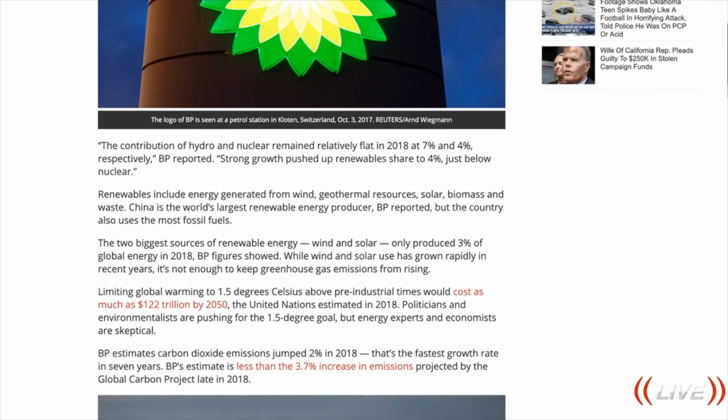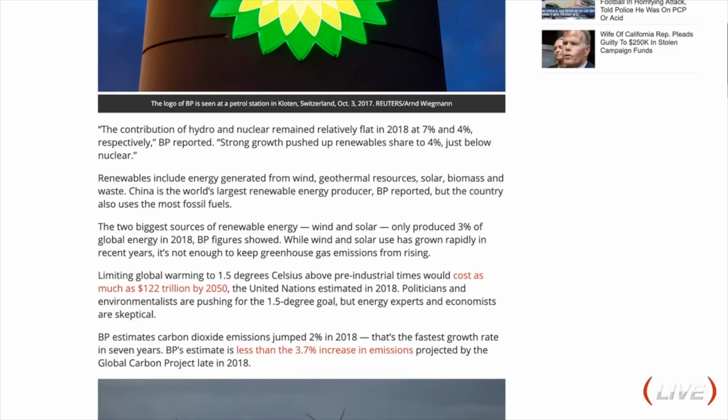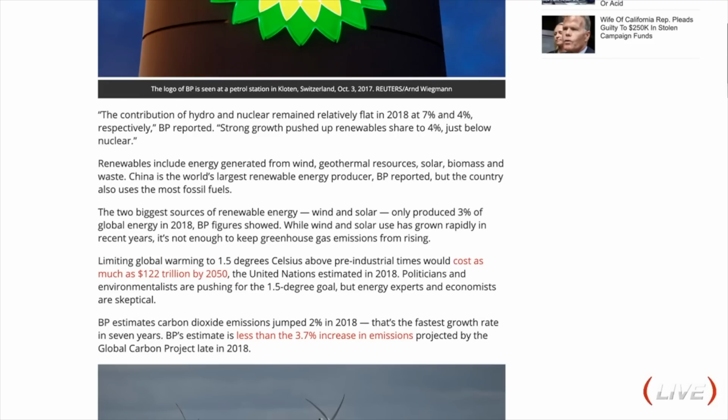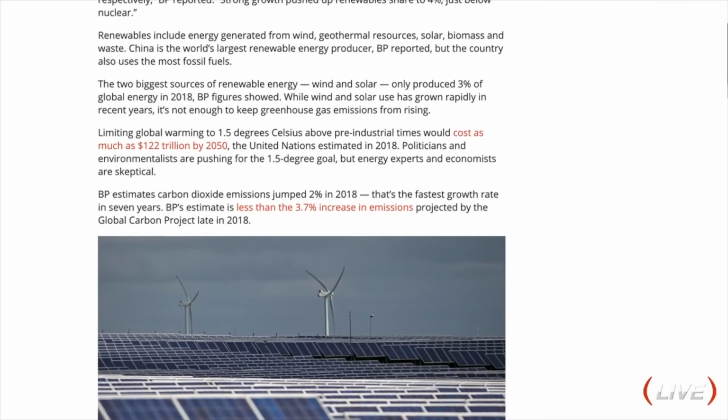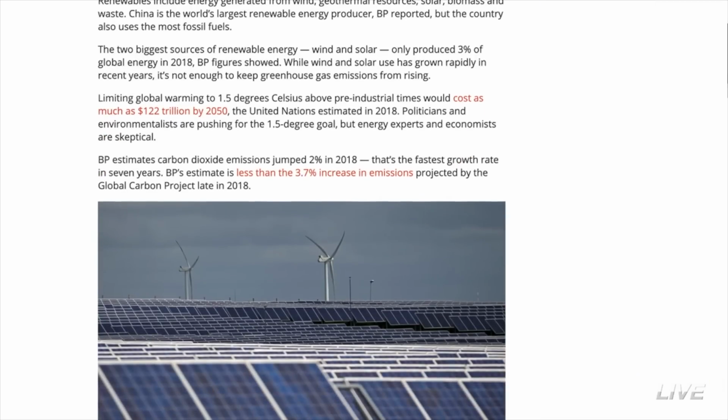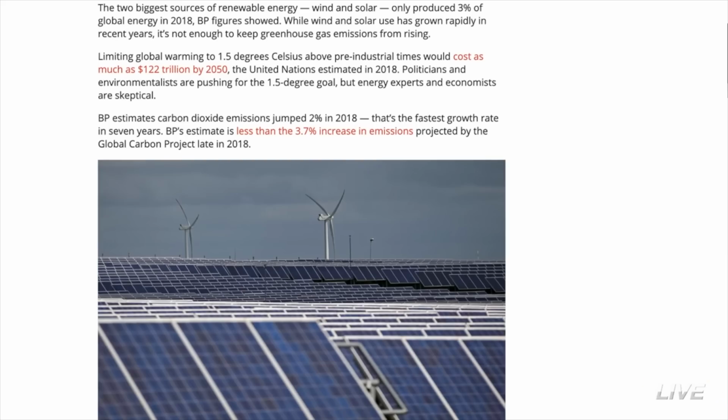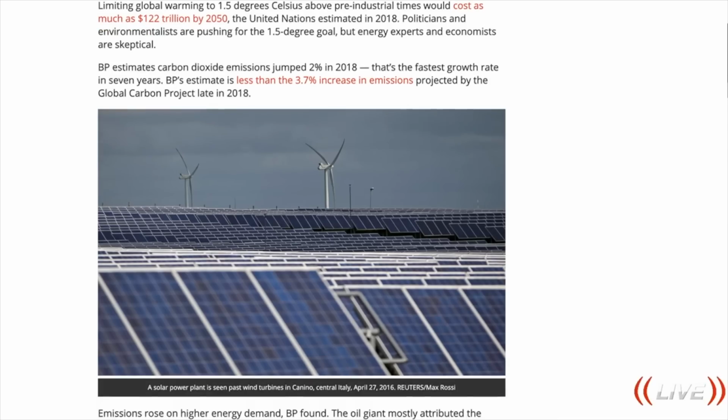Renewable energy is generated from wind, geothermal resources, solar, biomass, and waste. China is the world's largest renewable energy producer, but also uses the most fossil fuels. The two biggest sources of renewable energy, wind and solar, only produced 3% of global energy in 2018. Wind and solar have grown rapidly in recent years, but it's not enough to keep greenhouse emissions from rising because it's not us that's doing it. I have to include that.